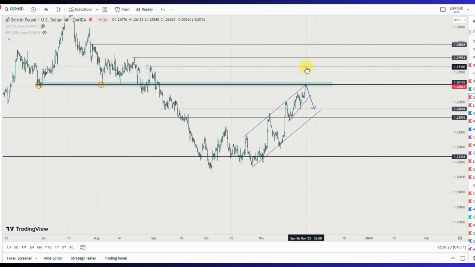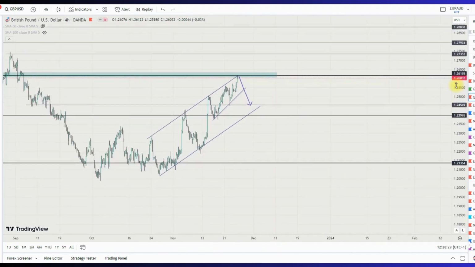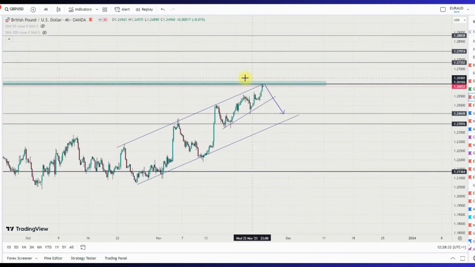So let's see how price reacts to 1.26165. This is my safe zone right here. If price breaks through it, I won't be looking to go for a short position. I will be looking for price to close above it before I go for a buy position.